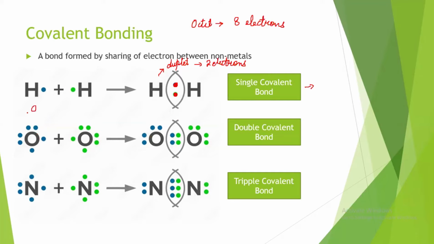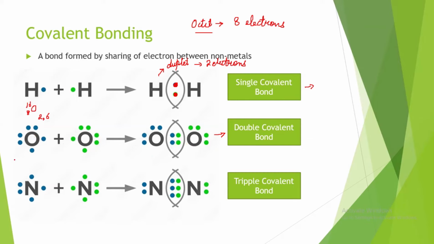Okay, so now let's move further towards oxygen. Oxygen is O-8, 2,6, so it has 6 electrons in its outermost shell. You can see 6 electrons. It needs 2 electrons to complete its outermost shell to an octet. So it is going to make a bond with another oxygen and they would be sharing 2 pairs of electrons, and that forms a double covalent bond, because it is sharing 2 pairs of electrons.